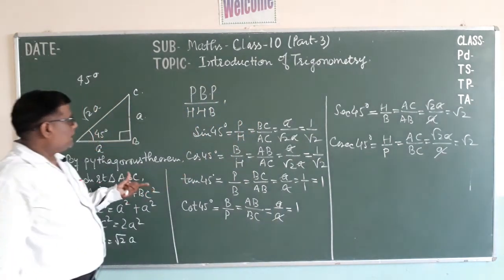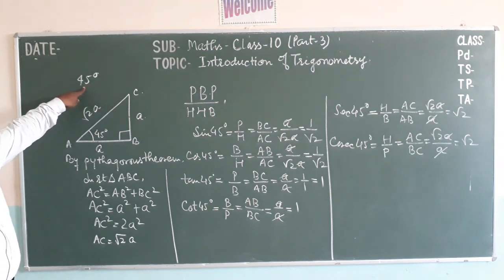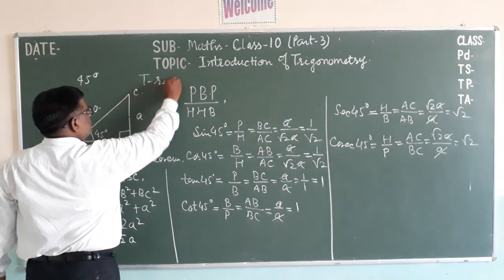Therefore, in this process we have found all the T ratios for sine 45 degrees.